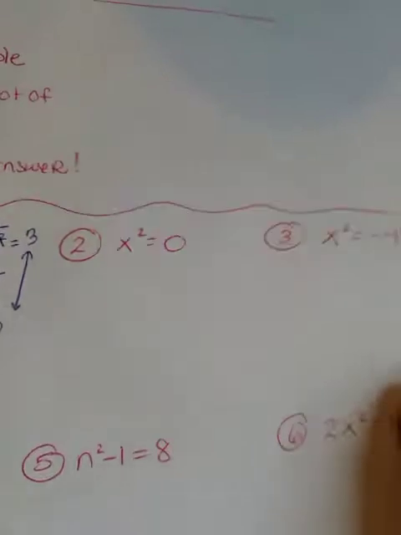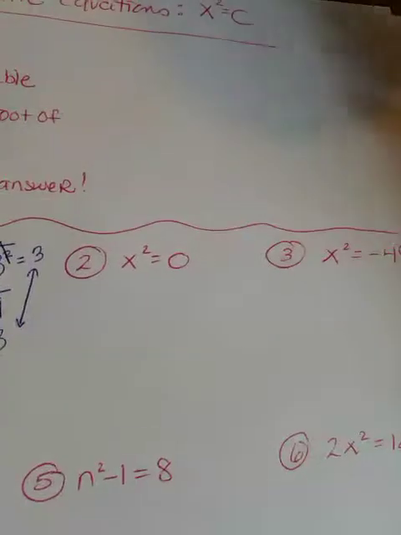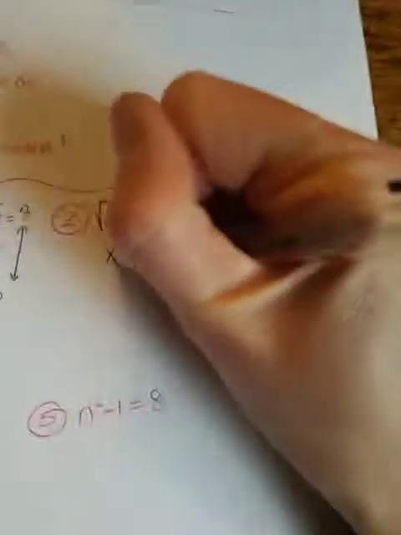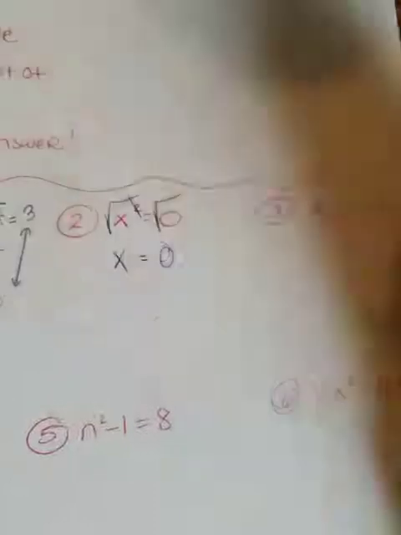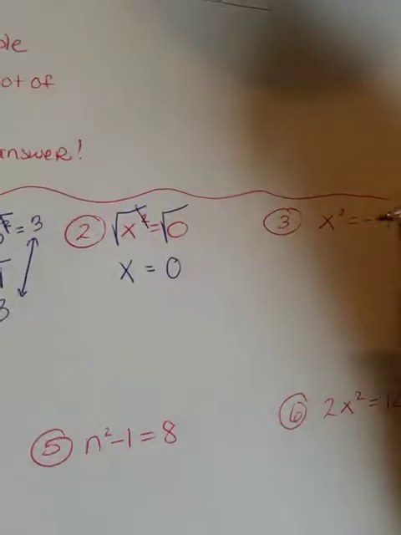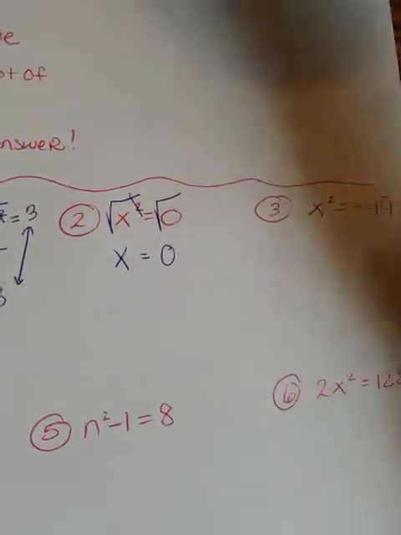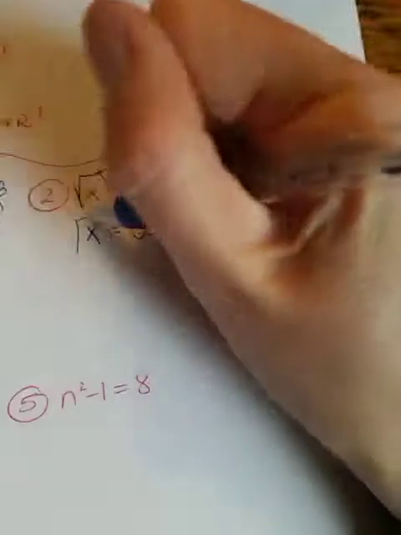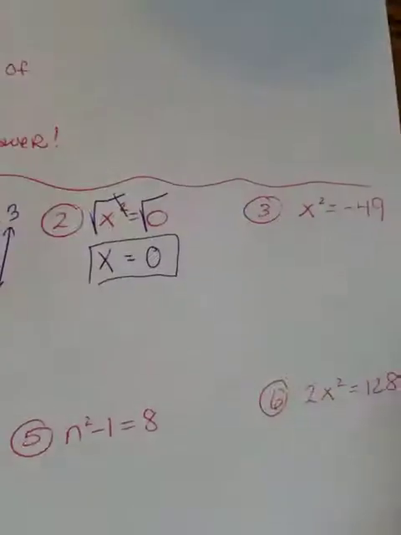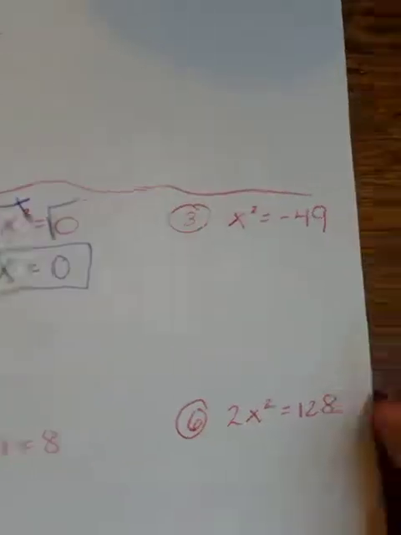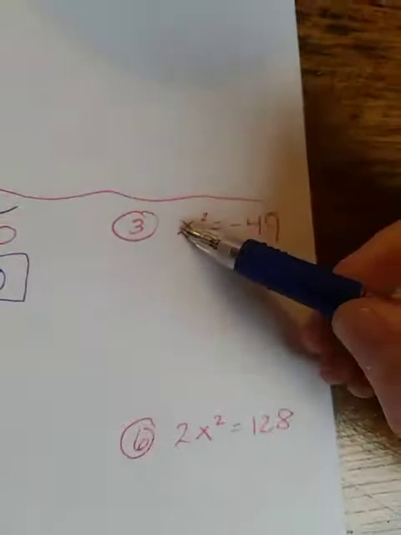So for number 2, same deal. The variable is isolated. So you're going to take the square root of both sides. That cancels out. I get x equals, the square root of 0 is just 0. And like I was just saying a couple seconds ago, 0 is the only number that you won't have plus or minus attached to it because 0 doesn't have a sign.